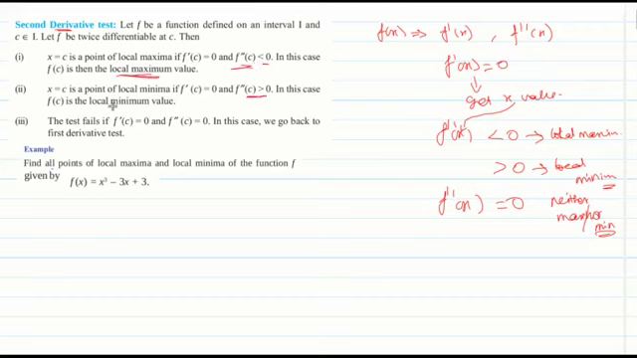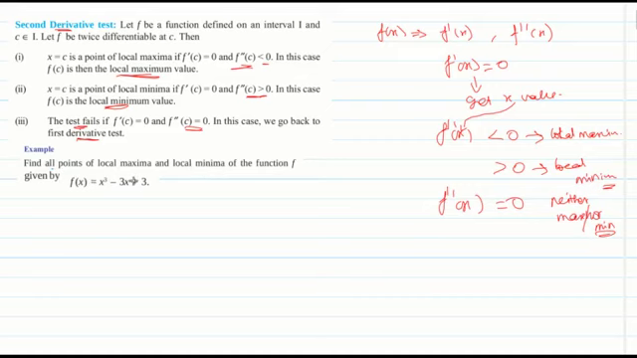Greater than 0, therefore local minimum. Equal to 0, there is no maximum or minimum. That time we have to go back to the first derivative test to check it. Okay, children, let us take an example to find the maximum and the minimum at particular points.